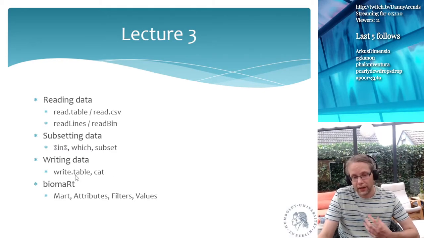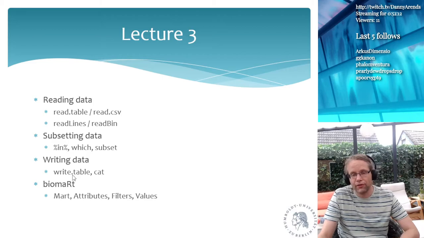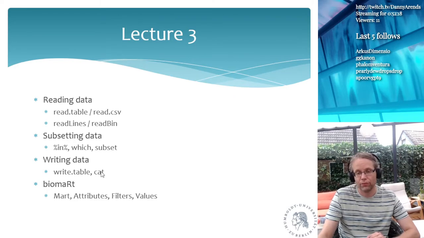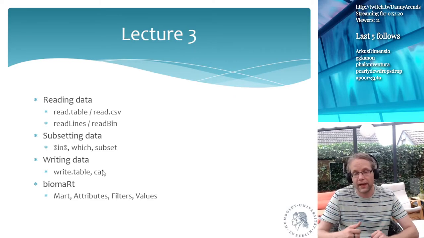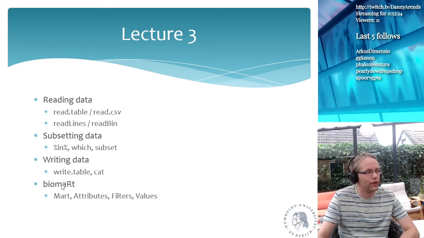Writing data can, of course, be done by the write.table function, but you can also use the cat function. So the cat function directly prints to a file and allows you to put other data than matrices in a file, while the write.table is really focused on writing a table, so a two-dimensional structure.